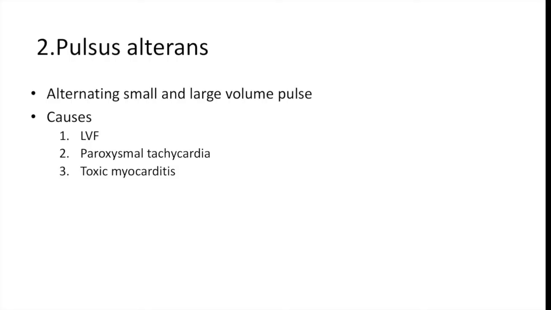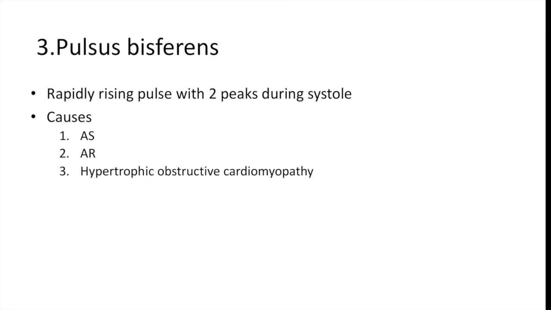Second is pulsus alternans. Here, alternating small and large volume pulses are seen, and this is seen in cases of left ventricular failure, paroxysmal tachycardia, and toxic myocarditis. Third is pulsus bisferiens. Here there is a rapidly rising pulse with two peaks during systole. Causes are aortic stenosis, aortic regurgitation, and hypertrophic obstructive cardiomyopathy.